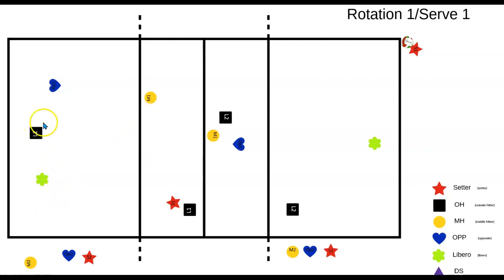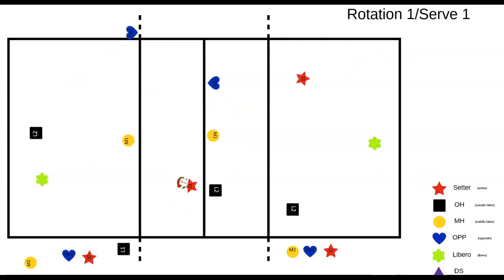And same for our L2 and our L1 and our opposite. Our opposite is going to go right here to hit, and our L1 is just going to come right off to hit. That's rotation 1, serve receive 1.